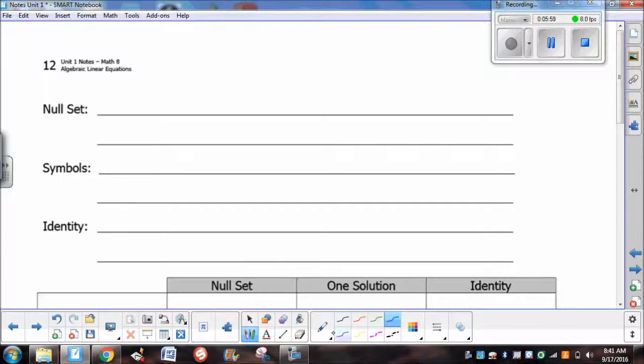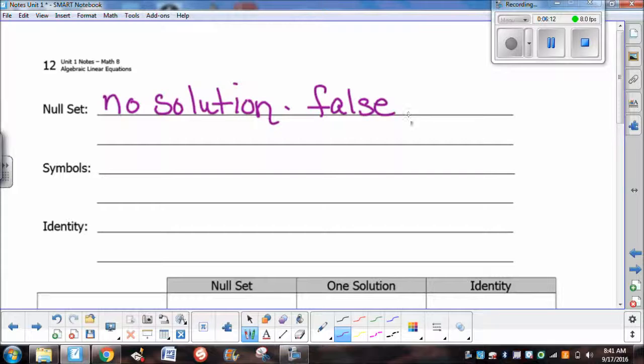So the null set, what does that mean? Okay? The null set means no solution. That was our first example on the front page. We know when the equation comes out to be false. It's also called the empty set. So lots of terms that mean the same thing. Null set, no solution, false, empty set. All kinds of synonyms there.